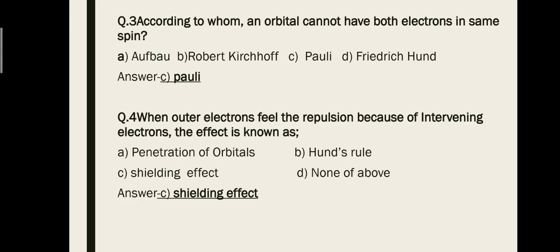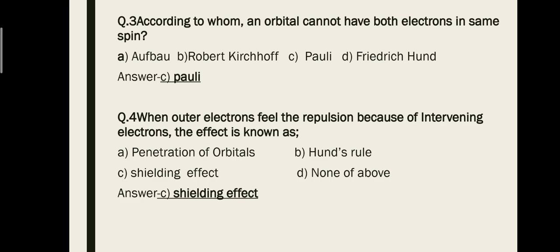Question number 3. According to whom an orbital cannot have both electrons in the same spin? Options are Option A, Aufbau, Option B, Robert Kirchhoff, Option C, Pauli, Option D, Friedrich Hund. The correct option is C. Pauli.